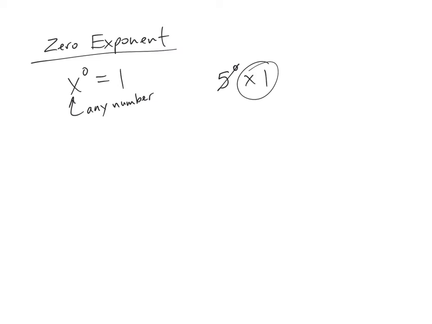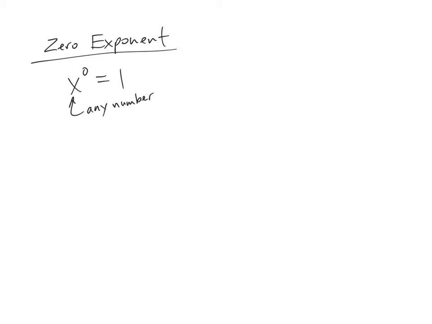Not really sure why anyone would raise anything to the 0 power, but I suppose another reason would be if you had 5 to the 0 over 5 to the 0, those would cancel out and become 1. Or if you had 5 to the 3 over 5 to the 3, 3 minus 3 would be 0, which would give you 1. So, a couple of reasons why that is. All right, so I'm going to erase this. Basically, just remember anything to the 0 power is 1.